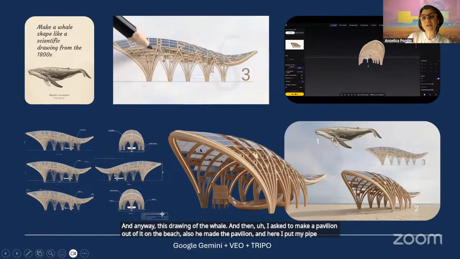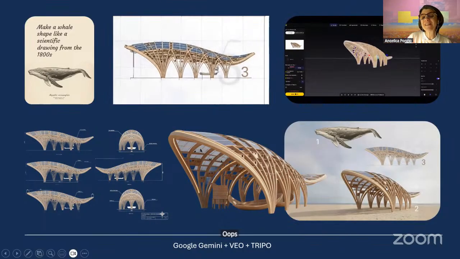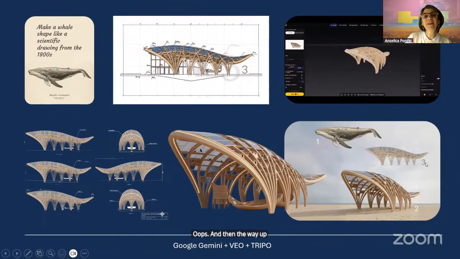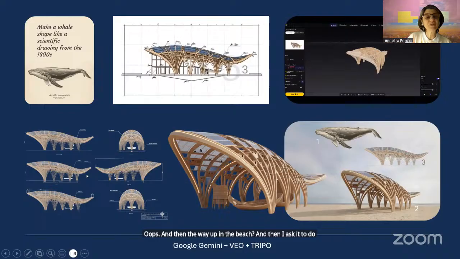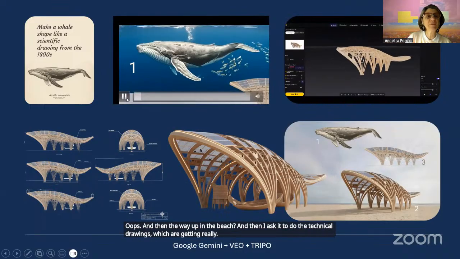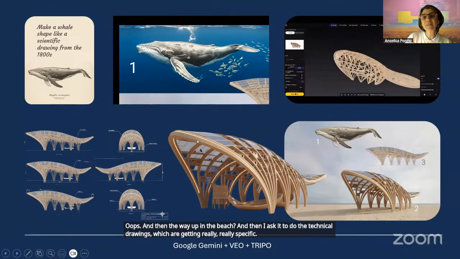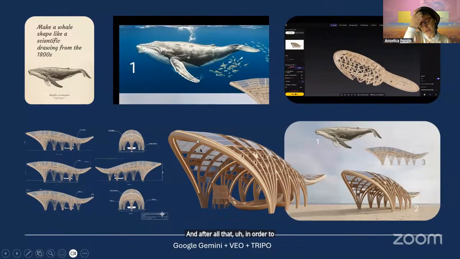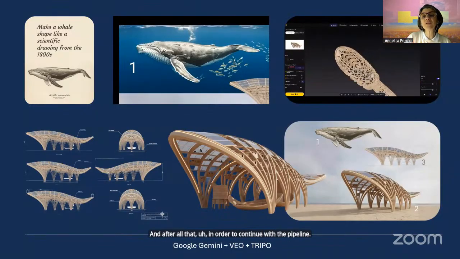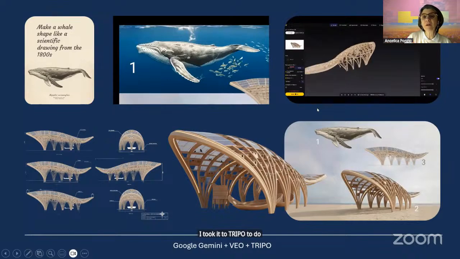So first, and then the whale pavilion. And then I asked it to do the technical drawings, which are getting really specific. And after all that, in order to continue with the pipeline, I took it to Tripo to do a 3D model of it. It's a mesh, a render mesh.